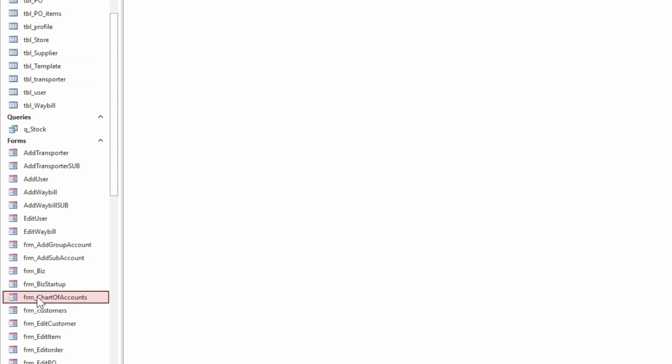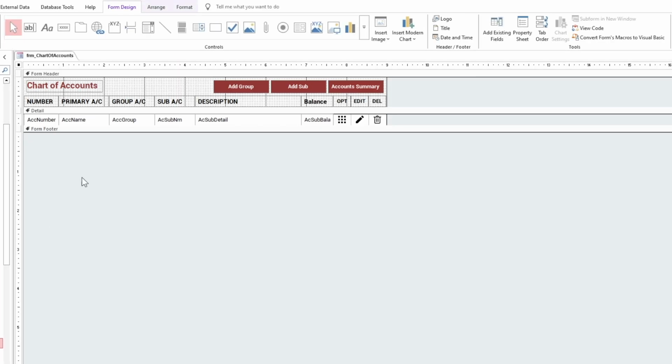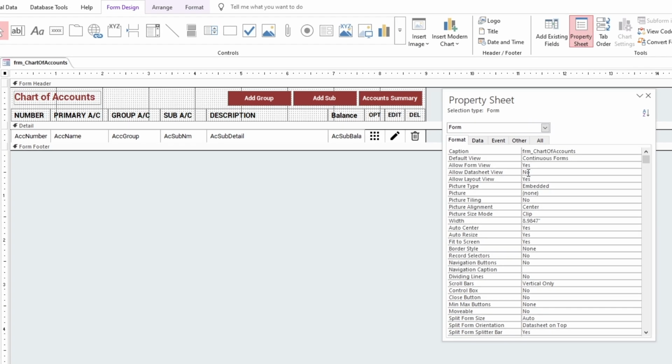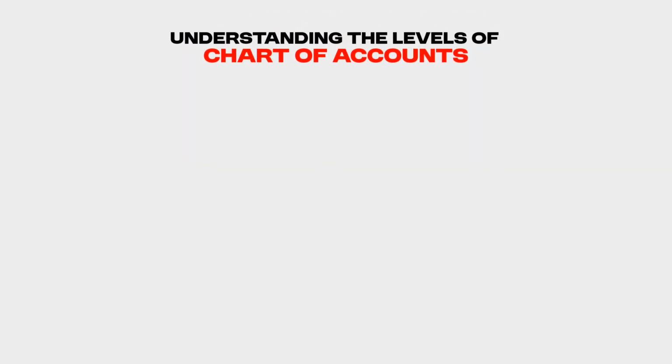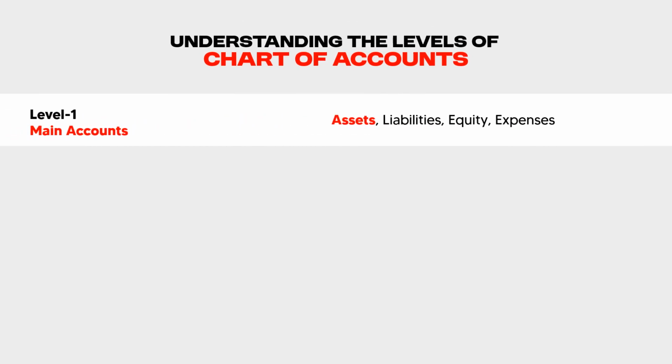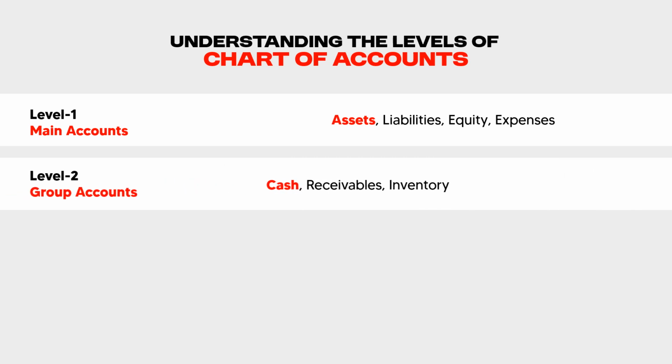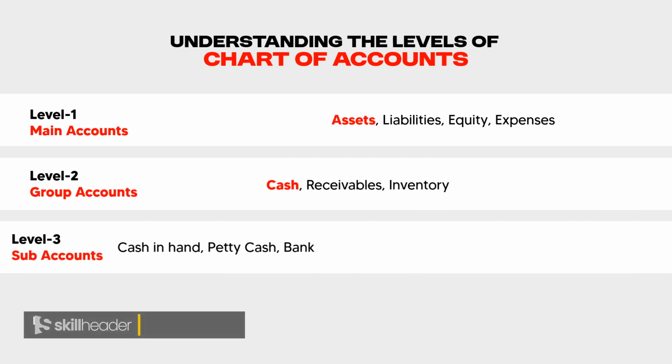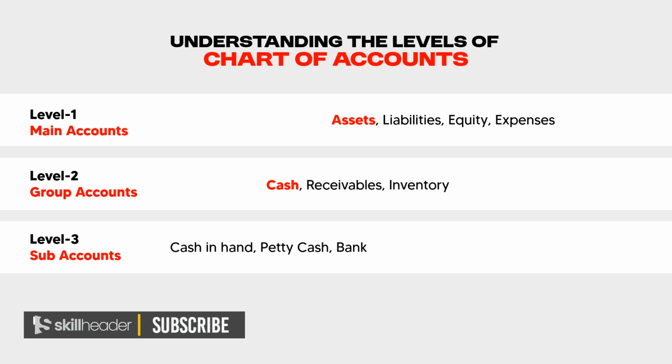Update the chart of accounts table with the accounts type added to the table. Before getting into the record source query, understand the levels of the chart of accounts we are going to deal with. Level 1 is about the main accounts of assets, liabilities, equity, and expenses. Here is an example of assets and how it works. Level 2 is about grouping based on level 1 accounts. The sub-accounts of level 3 are under the grouping level, like cash-related accounts example.